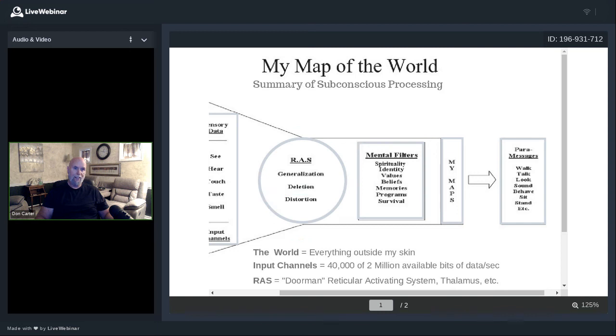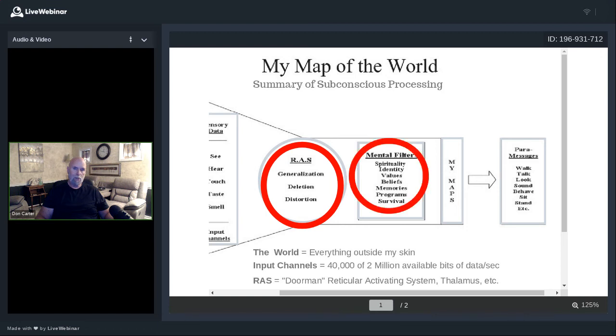All right, so the takeaway from how we process and let in all that data is that any data that gets in because of generalization, deletion, and distortion is biased data. It has to fit the mental filters of subjectivity. It has to fit with my reality. And so I look for only data that will support what's already there. Now, that's the subconscious input.